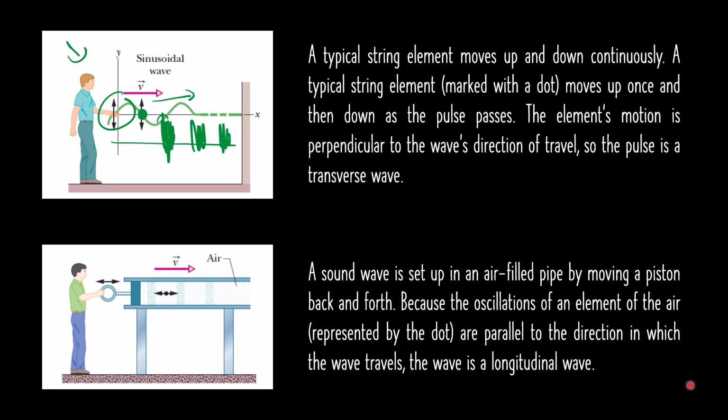A good example for the longitudinal wave is a sound wave in air, where the air molecules move back and forth along the direction of the wave due to a vibrating piston source, like in this picture. So, as a conclusion, both transverse and longitudinal wave are known as traveling wave because they carry energy from one point to another.